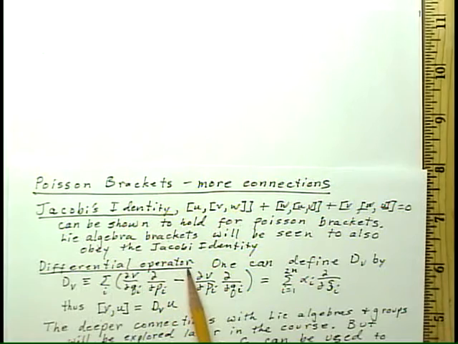Now, an interesting result is that we can make a deeper connection in the Jacobi with the Poisson brackets and define actually something that we could call a differential operator. We can define the operator d sub v by the following definition. It's the partial of v with respect to qi, partial with respect to pi, minus partial of v with respect to pi, partial with respect to qi.